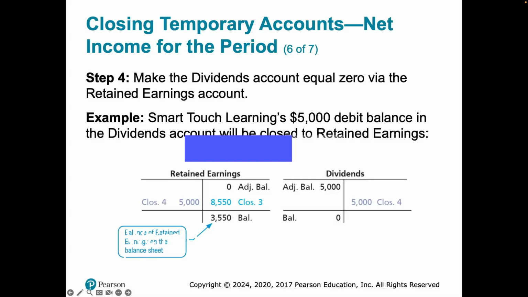We're going to enter a credit of 5,000 to close out our dividends. And then we are going to debit our retained earnings by 5,000, which then gives us a new balance, right? So we have to total and then drop down our remainder, which gives us our new balance. The balance of retained earnings on the balance sheet is 3,550 now.